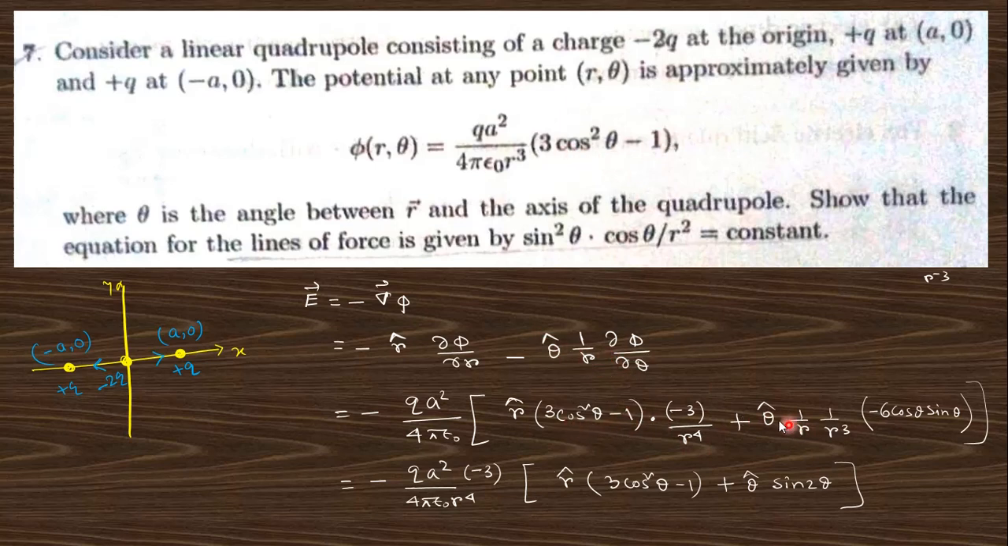In the case of theta cap, 1 by r cube is a constant, and this 1 by r is written here, and with respect to theta you get 3 into 2, 6 cos theta and minus sin theta. From here you can see minus 3 as a common factor, and the 2 gives you sin 2 theta. Also r to the 4 is common, and in this case 3 cos squared theta minus 1, with r to the 4 and minus 3 common. So this is the r component and this is the theta component.